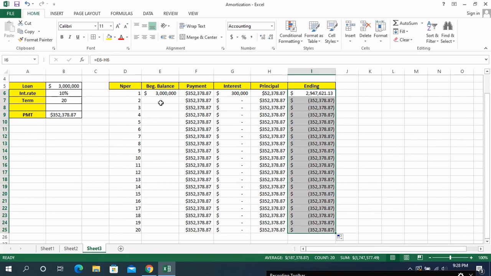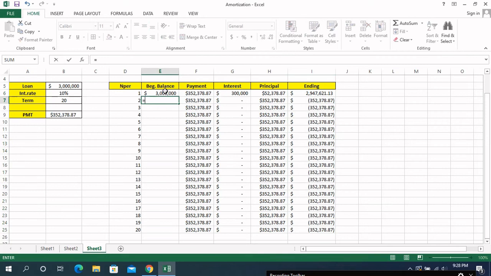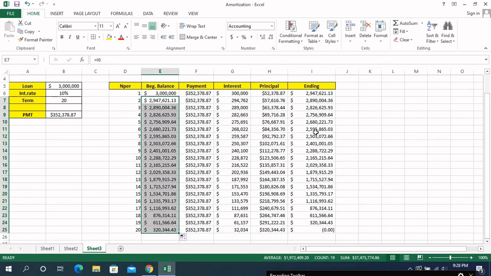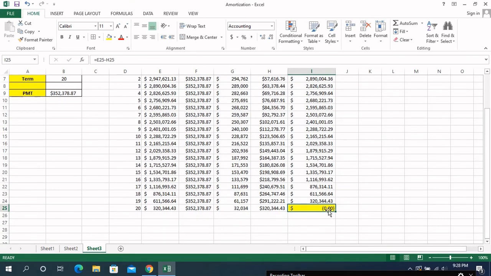Now the second year's beginning balance will be the first year's ending balance, right? So if we drag it from here to 20, you see all the amounts are calculated and adjusted. And how do you know that it's accurate? Because at the end, the ending balance will be 0. So from this result we know that we have done this accurately.